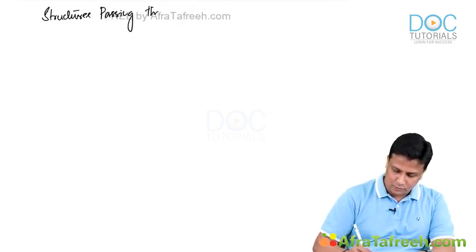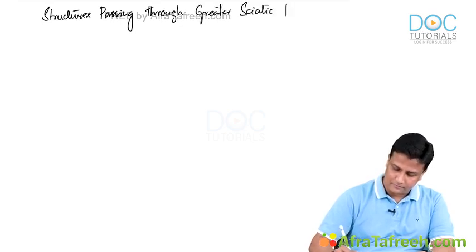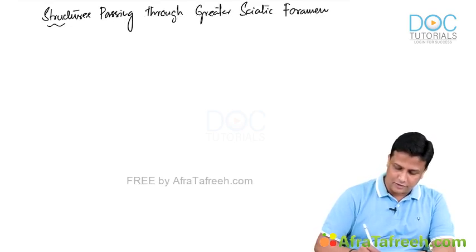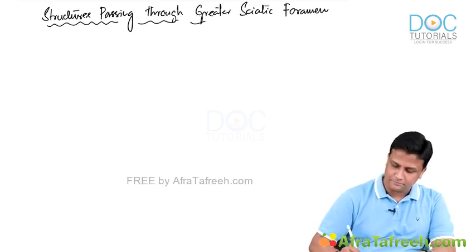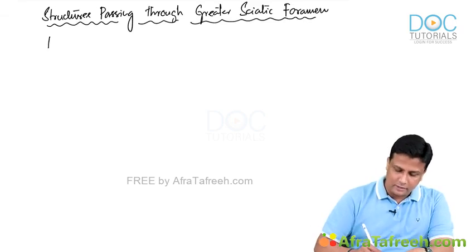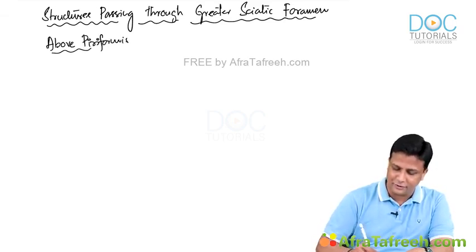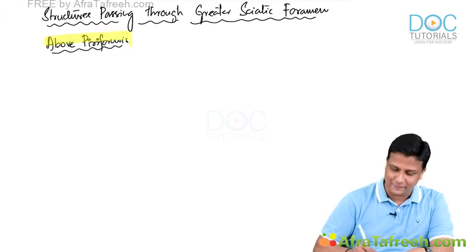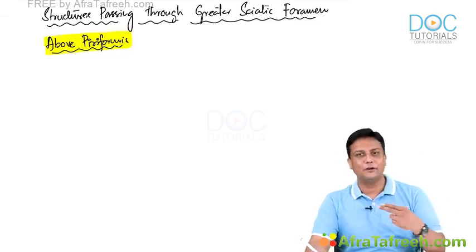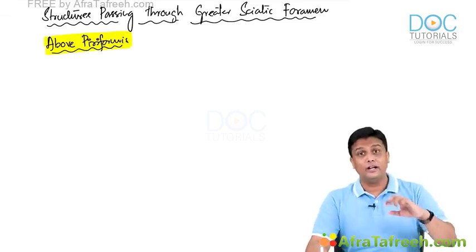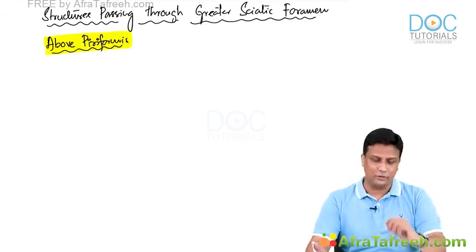So structures passing through greater sciatic foramen first. Let's see what are the structures which are going to pass through the greater sciatic foramen. And in this, let us again divide them into two categories, above the piriformis and below the piriformis. So by this we can clearly say, definitely the piriformis muscle is going to pass through the greater sciatic foramen only. Based on that, we are dividing the structures into two categories, above and below the piriformis.